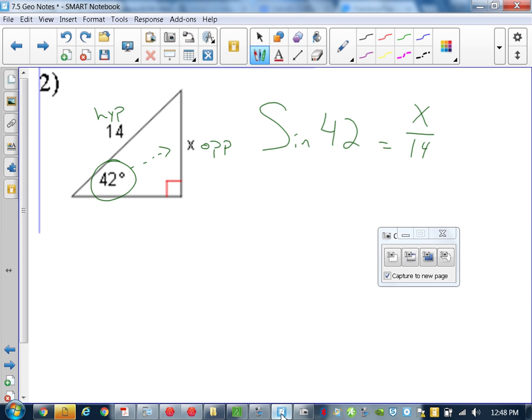I don't know what that is. I don't know how to figure that out yet. But in the grand scheme of things, that's what we're starting to work on. Okay? We're labeling our parts and building ourselves out. Okay? Let's try another one.